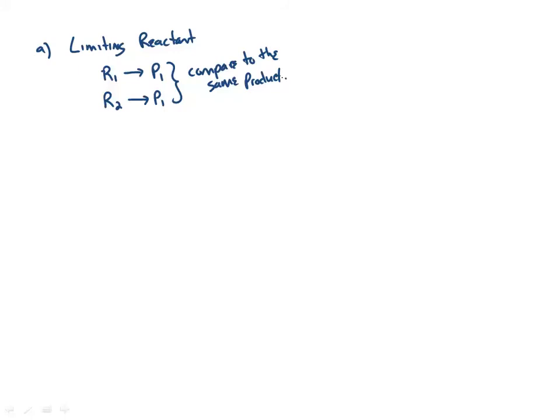And so the idea is we're going to convert from one to the other, and then whichever makes the least product is the limiting reactant. I'm going to abbreviate limiting reactant LR because that's what I do from now on. And that's what we run out of first.